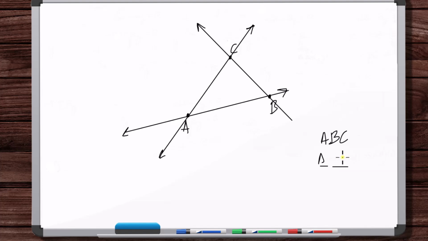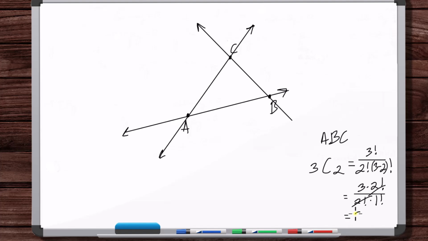So what we're doing here is 3 choose 2. For combinations, the order doesn't matter. And so the formula for this is 3 factorial over 2 factorial times 3 minus 2 factorial. So that's 3 factorial, which is 3 times 2 factorial, over 2 factorial times 1 factorial. So 3 lines.